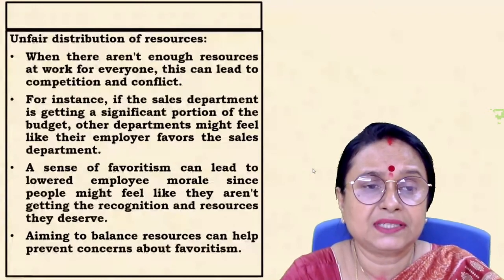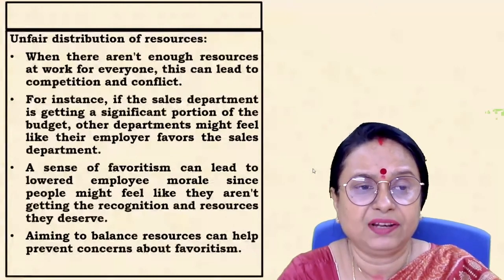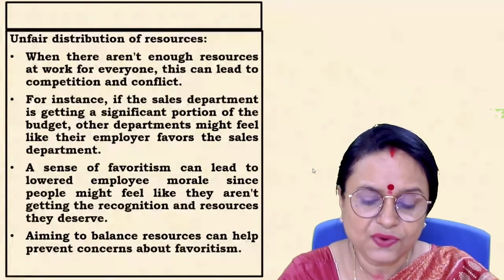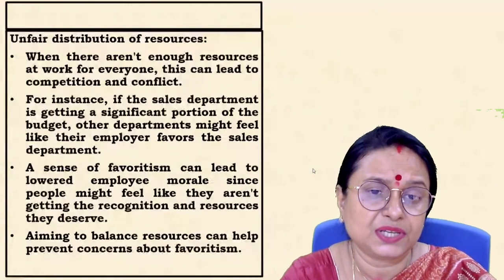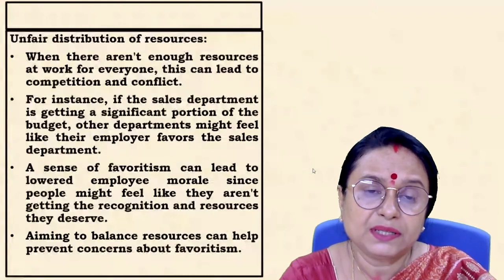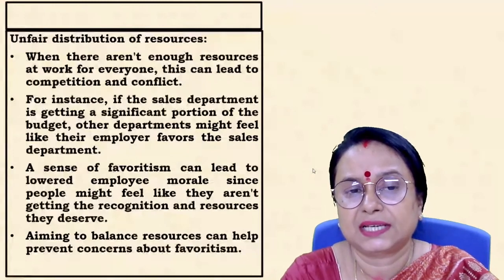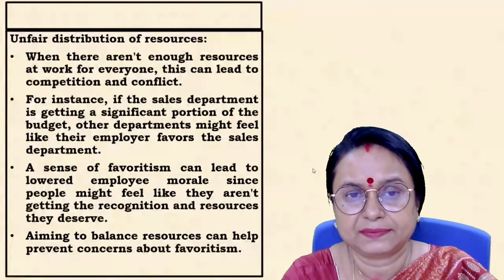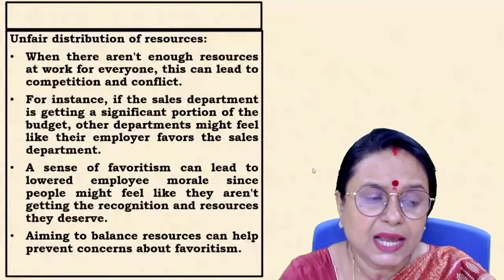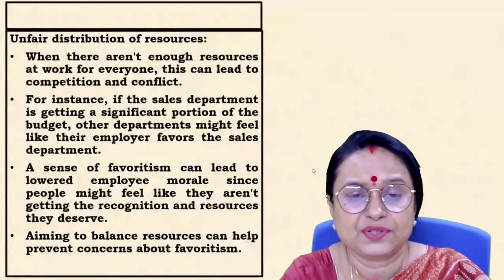If the sales department is getting a significant portion of the budget, the other departments might feel like their employer favors the sales department. So what happens? A kind of enviousness or jealousy comes within the employees of another department, because they feel that the sales department is more privileged than the HR or finance department. So here there would be a conflict between the departments, and employees will ultimately be dissatisfied with the distribution of resources.